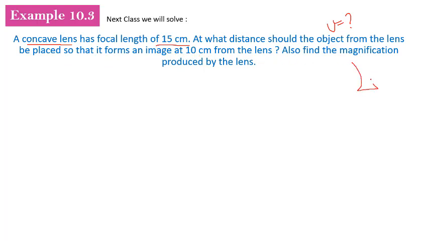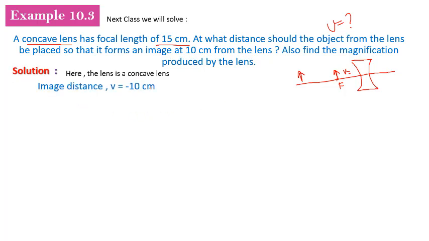Now you know this is concave lens. Okay, you'll put the object somewhere here and the image will come here. So at this point, your f will be negative and v also will be negative. The lens is a concave lens. Image distance will be equal to minus 10, given at 10 cm from the lens, so it will be minus 10 cm. Focal length will be minus 15 cm.